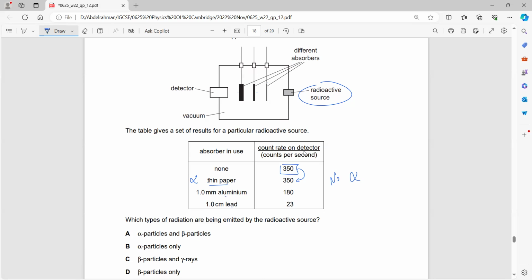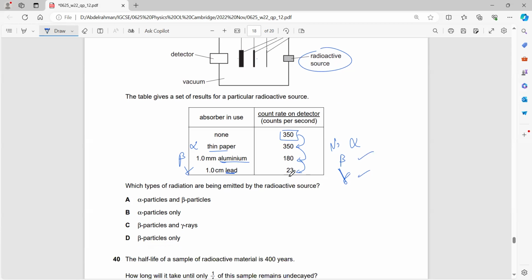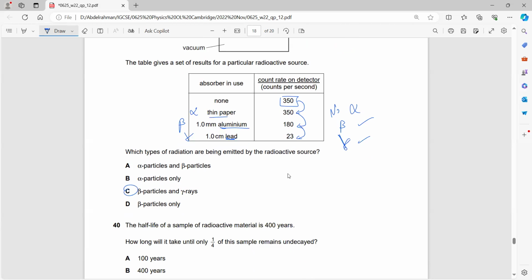When we put the aluminum, we know that aluminum can stop beta. Was there any beta? Yes, because the reading did differ. So there is beta. Again, we know that lead can reduce the effect of gamma radiation. Was there any gamma radiation? Yes, because the reading had decreased. So we do have some gamma radiation. We do not have any alpha, but we have beta particles and gamma rays only.